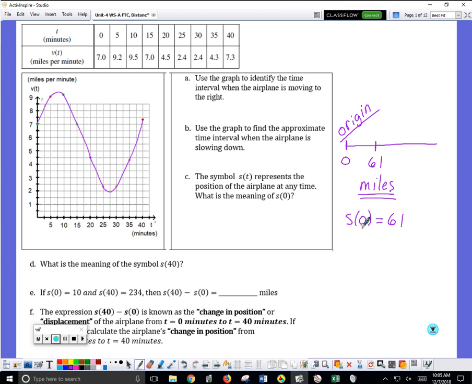What's the S? Just the symbol that the AP test will often use to represent the position of an object. I don't have any idea why they chose S. Maybe because P is used for pressure. So 2 points for Brennan. Anybody else?